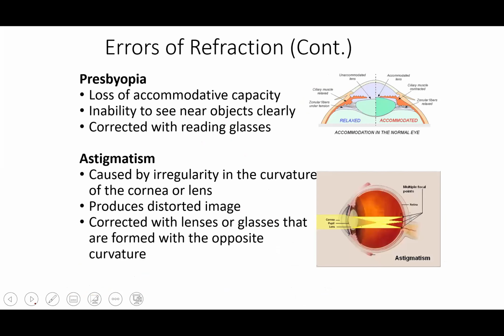Okay, presbyopia is loss of the accommodative capacity, so the inability to see nearby objects clearly. And astigmatism is caused by an irregularity in the curves of the cornea or the lens. Okay, so they produce a distorted image. They have multiple focal points instead of just that one where light bends and hits just at one spot. They get multiple, so they get distorted images. Corrective lenses can help.